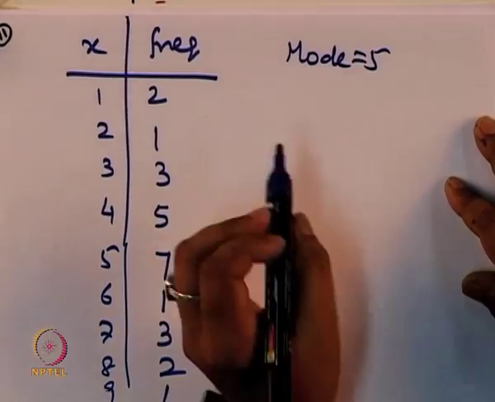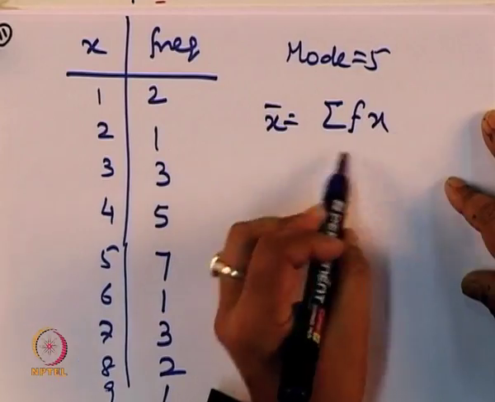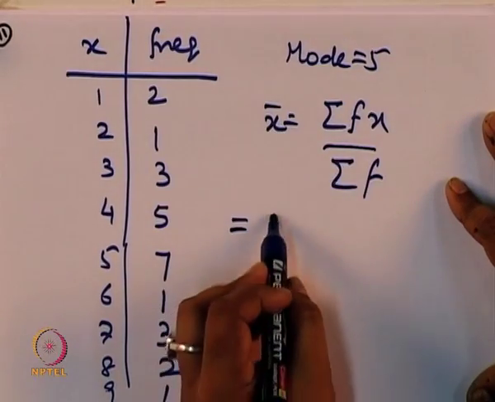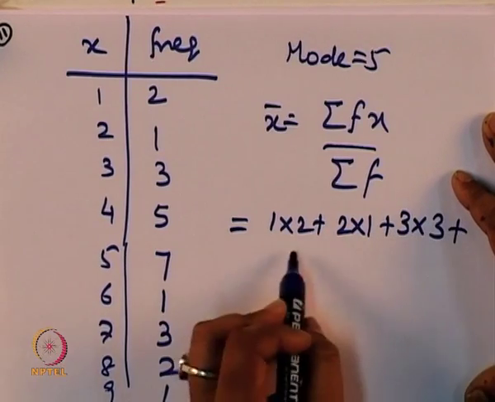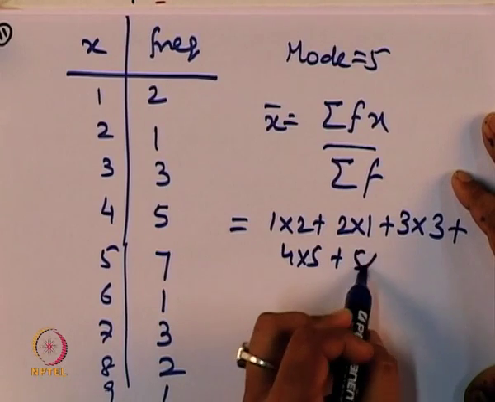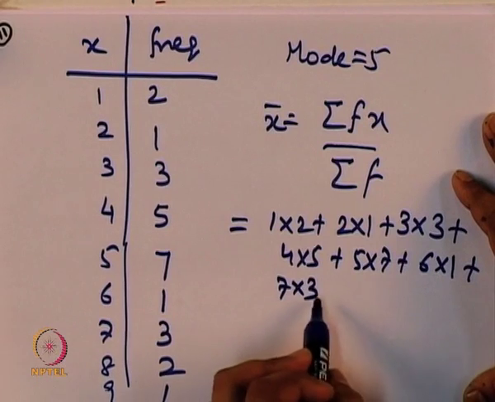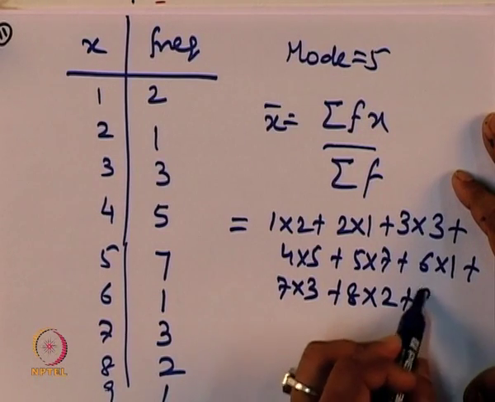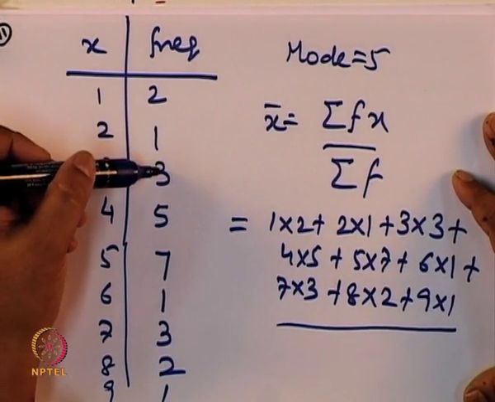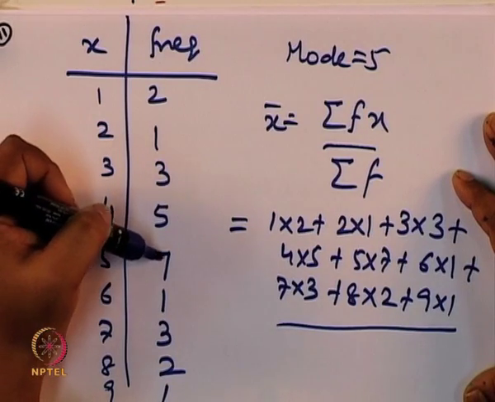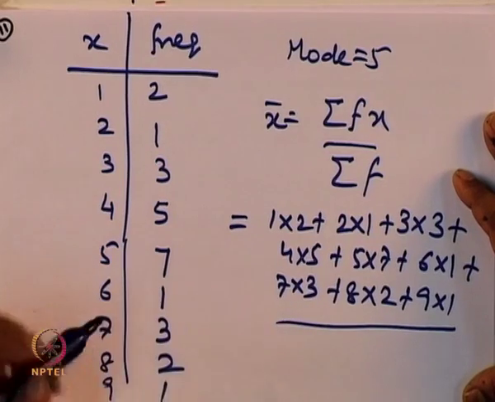Let us calculate the mean then. So, for the mean, I can use the formula x bar is equal to summation f x by summation f. This would give 1 into 2 plus 2 into 1 plus 3 into 3 plus 4 into 5 plus 5 into 7 plus 6 into 1 plus 7 into 3 plus 8 into 2 plus 9 into 1, divided by the total number of observations, which is 2 plus 1 is 3, 3 plus 3 is 6, 6 plus 5 is 11, 11 plus 7 is 18, plus 1 is 19, 19 plus 3 is 22, 22 plus 2 is 24, plus 1 is 25.